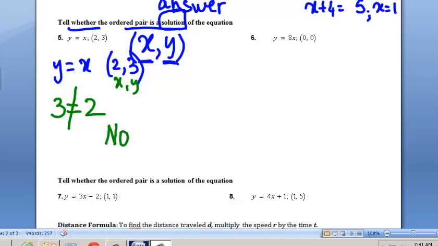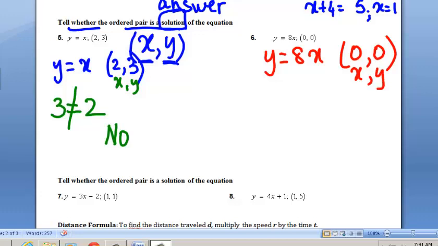Same thing for the next one. Rewrite y equals 8x, 0, 0. The x value they've given is 0, the y value they've given is 0. I have to see the substitution step. Don't give me straight away whether it's true or not.